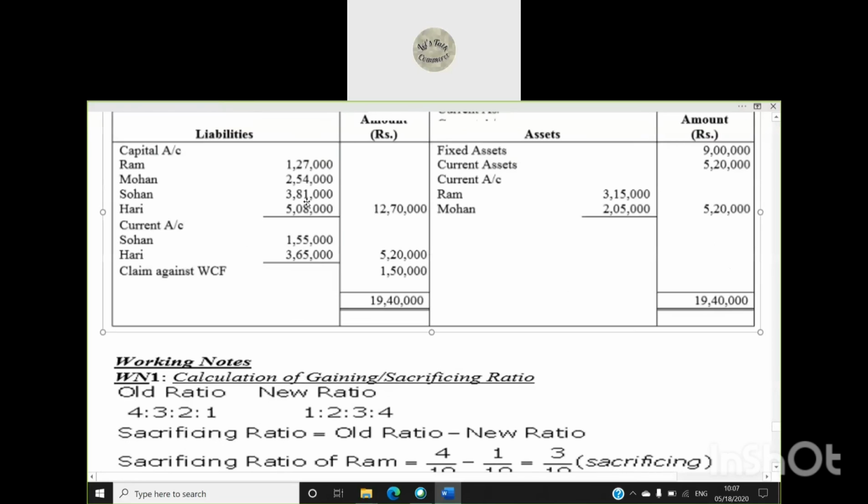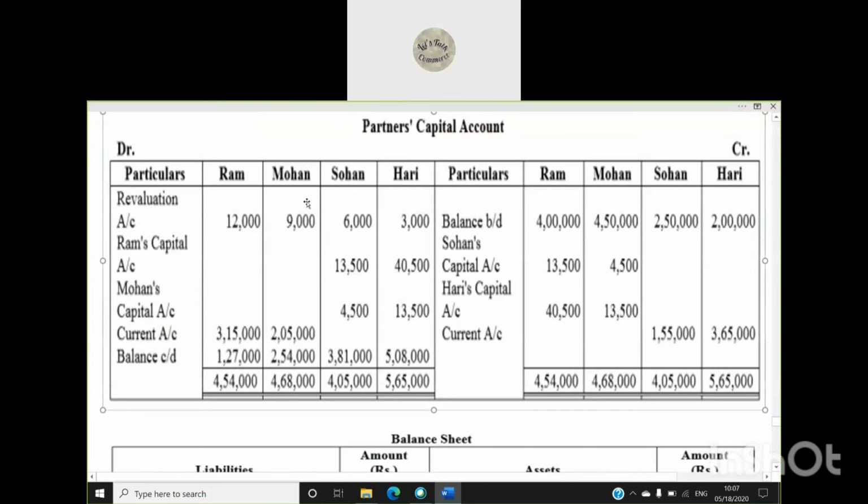Now we will go to the partners capital account. In the partners capital account, we will start with the balances. By balance brought down 4,50,000 as given in the balance sheet, right? And then we will enter the revaluation account loss. To revaluation account, the loss amount will be entered over here. And now we will be doing the adjustment of goodwill.